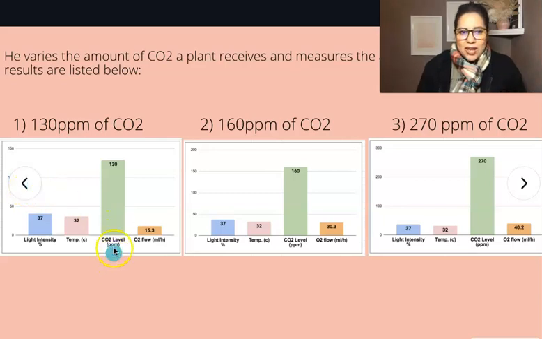So when we went from 130 ppm of CO2 to 160, the O2 flow increased from 15.3 to 30.3. And we saw another increase when we increased the CO2 levels from 160 to 270. The O2 flow increased as well from 30.3 to 40.2. So our evidence is right here, right? We can say that when we went from 130 all the way to 270 ppm of CO2, the O2 flow increased from 15.3 to 40.2.